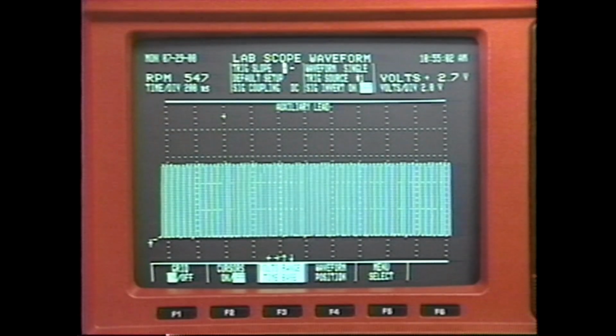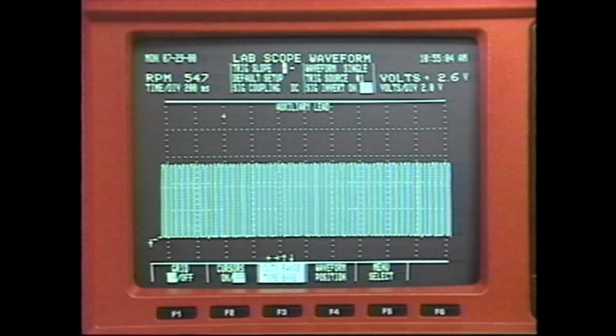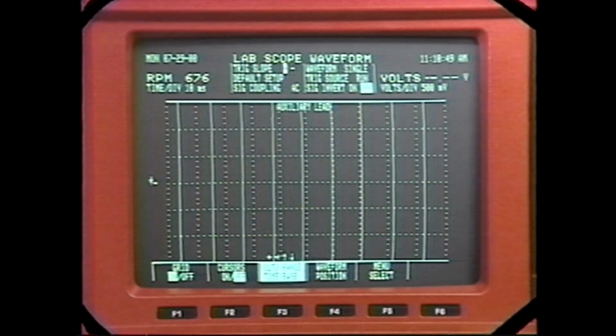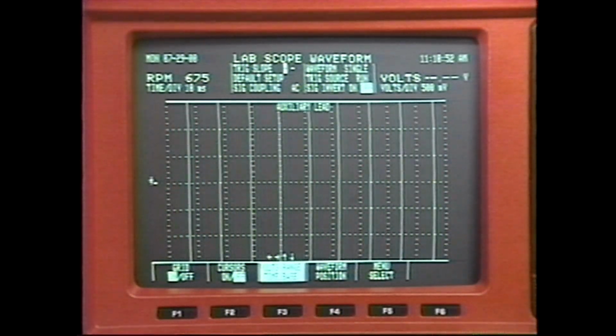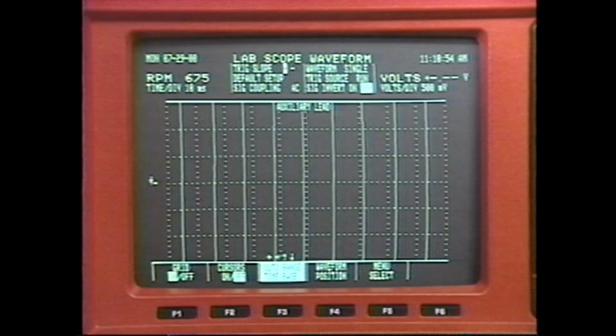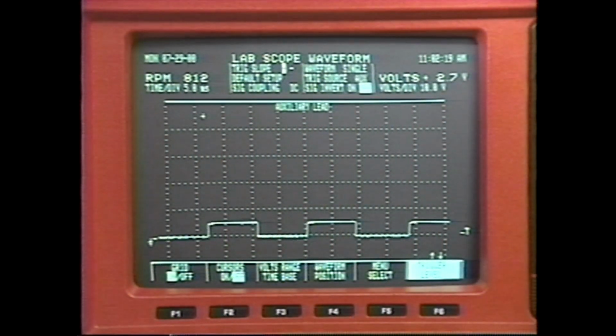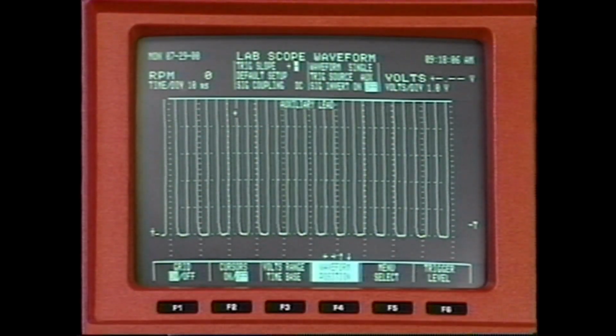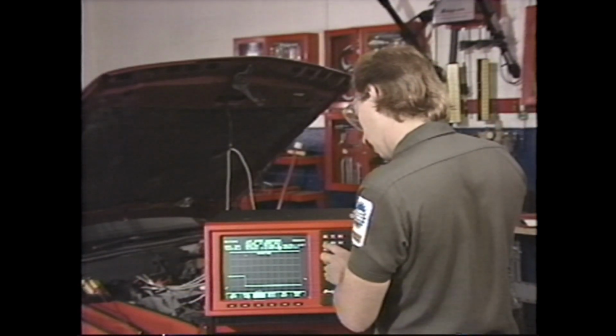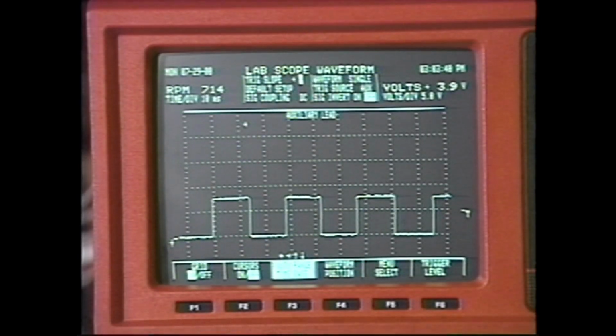This waveform has a time per division set too low. This one has a volts per division set too low. This one has a volts per division set too high. Here the time per division is too high and the volts per division is too low. Now let's adjust the time and volts properly. This waveform accurately represents the signal we want to test.